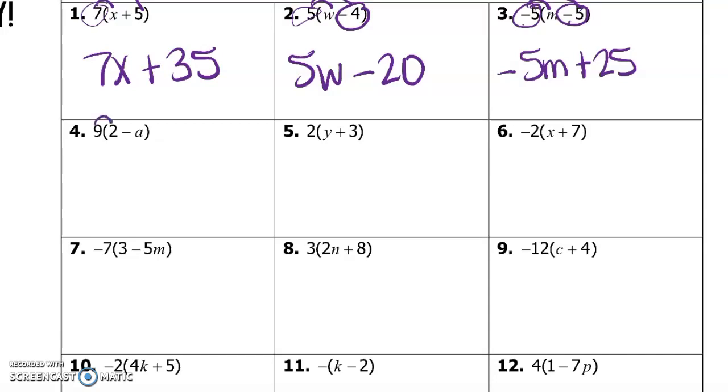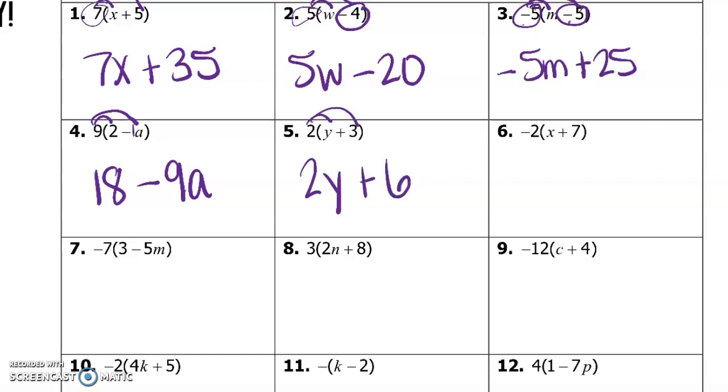Number 4, 9 times 2 is 18. 9 times negative 1a is just minus 9a. So again, there's a 1 in front of here. You can think of it as 9 times 1. Number 5, 2 times y is 2y. 2 times 3 is 6. So 2y plus 6.